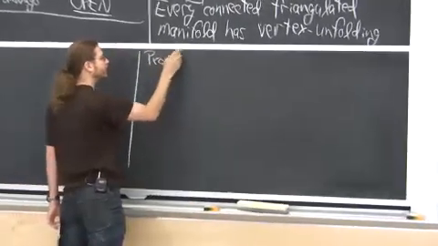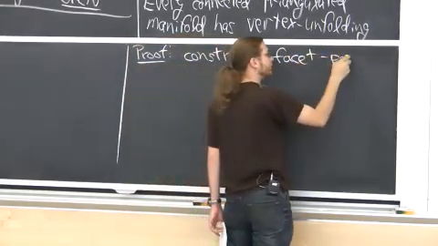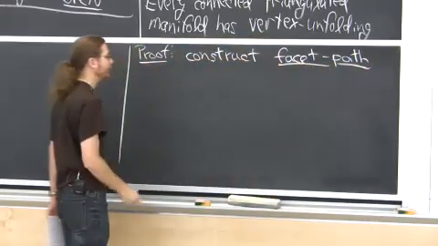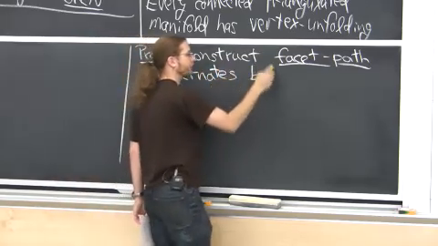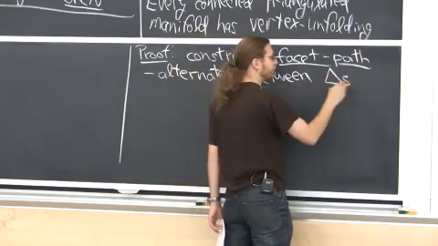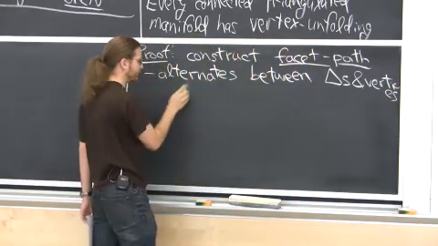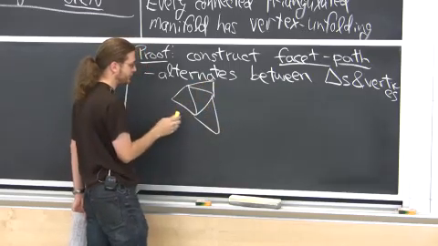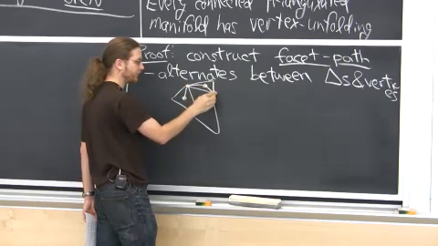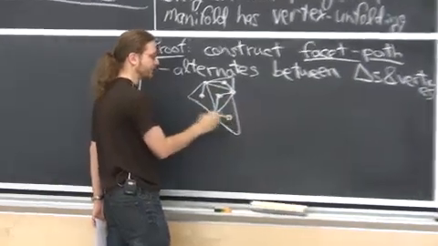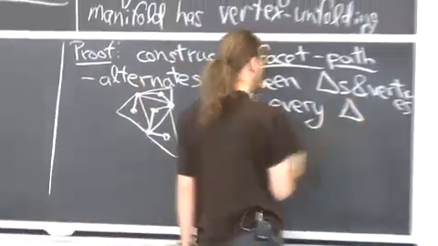So the way we prove this is to construct what we call a facet path. This is a path that alternates between visiting faces, triangles, and vertices. So the idea is, let's say we're doing a tetrahedron. You start at a facet, then you go to one of its vertices, then you go to one of the facets that shares that vertex, then you go to a vertex, then a facet, then a vertex, then a facet. This is a facet path. It should visit every facet, every triangle, exactly once.